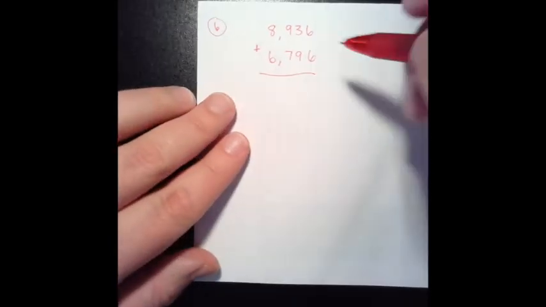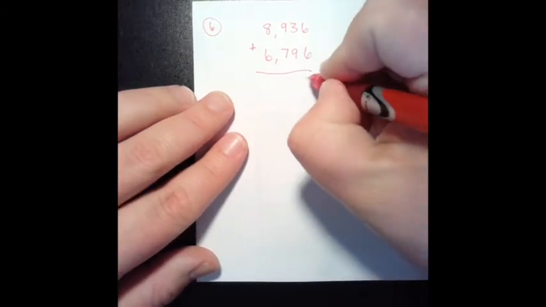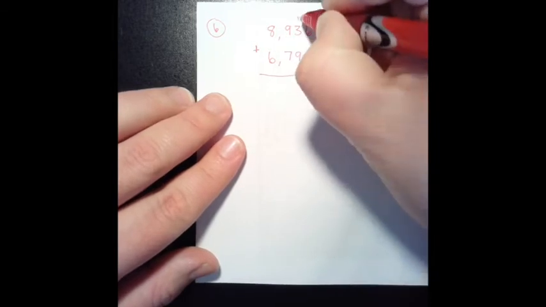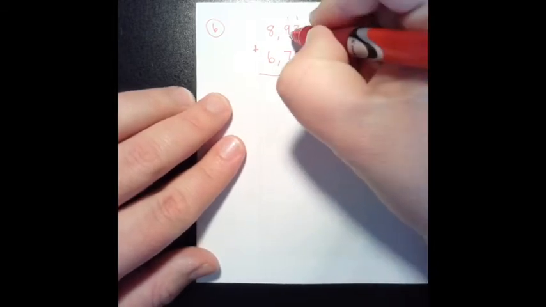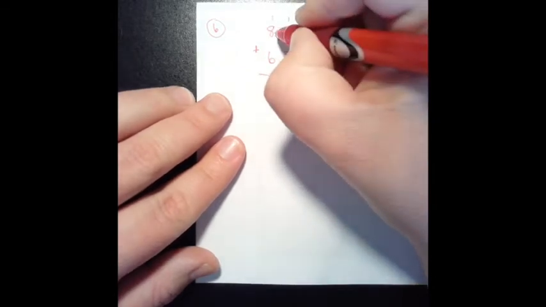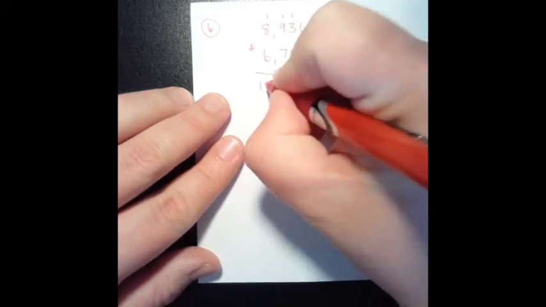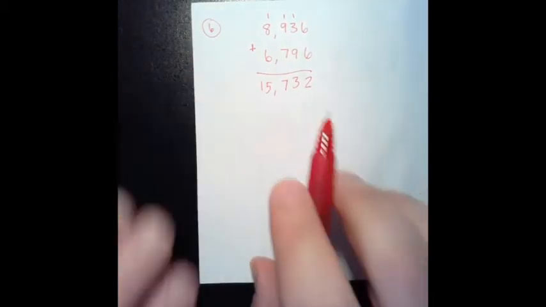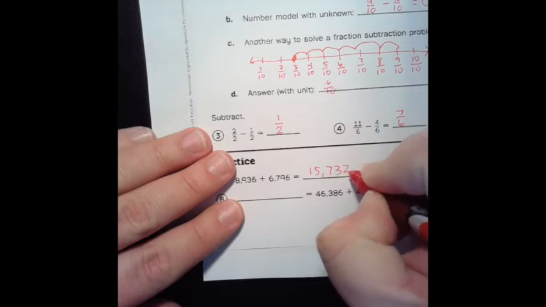So with 6, I went ahead and stacked those numbers. 6 and 6 is 12, carry the 1. 9 plus 1 is 10, plus 3 is 13. 9 plus 1 is also 10, plus 7 is 17, carry the 1. And 8 plus 1 is 9, plus 6 is 15. So our answer is 15,732.